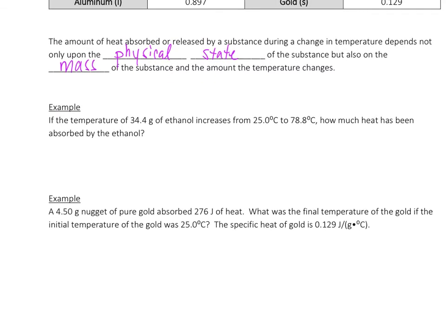So the example problems we're going to do right now are going to be almost exactly the same as what we've been doing on worksheets 3 and 4. The only difference is instead of using water, we're going to use a different substance. So let's take a look at our first example.